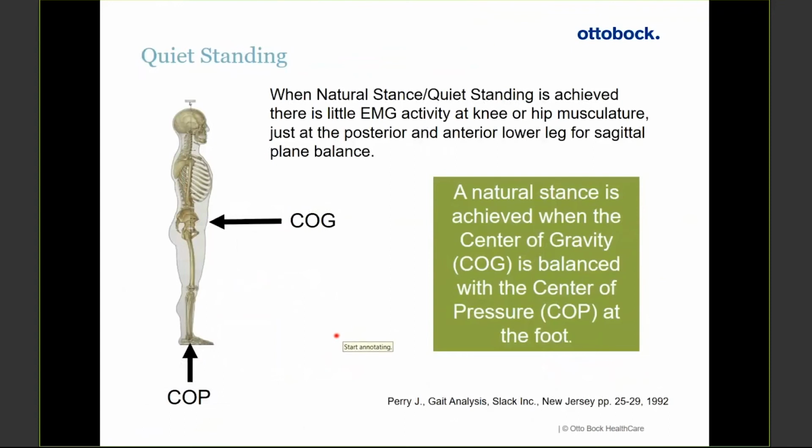Jacquelin Perry described this, and it's when a person is positioned in natural stance, they have a quieter EMG, particularly in the proximal muscles of the lower extremity. As we see here, natural stance occurs when the patient's center of gravity is over the center of pressure. So when they're in this position, they're going to get minimal EMG activity in the hamstrings, quads, hip flexors, or extensors. So really the only energy expenditure is occurring at the plantar flexors and dorsiflexors.